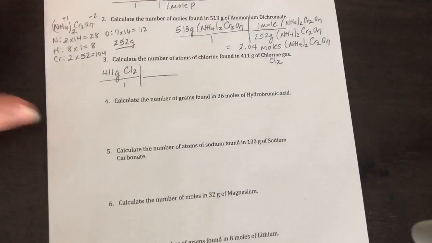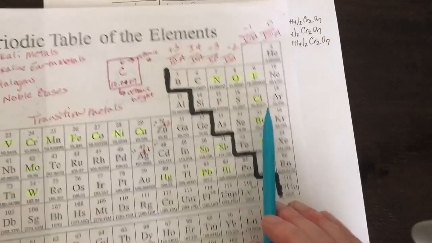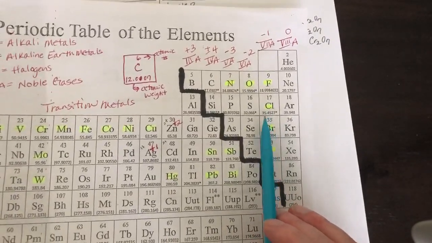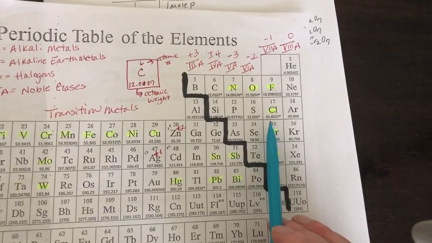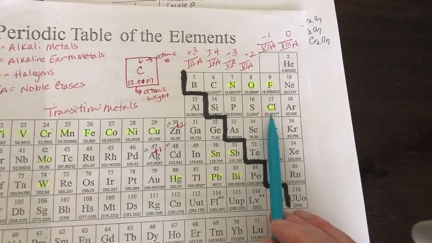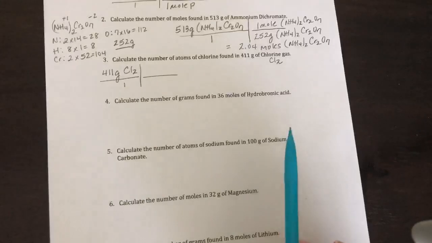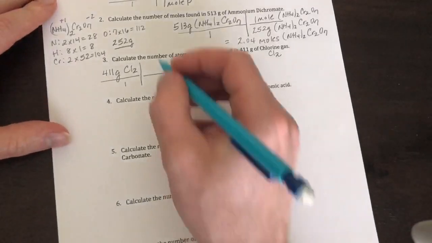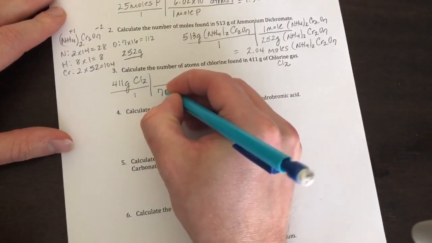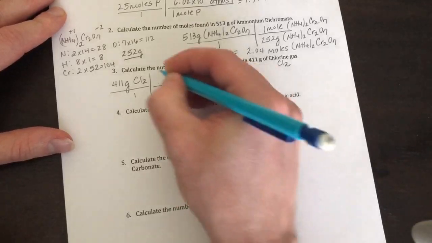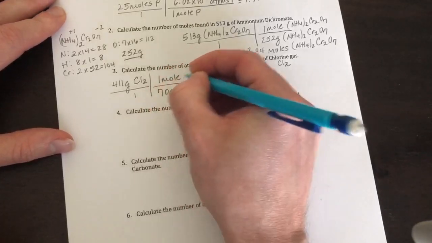Now, when we go to do our formula, this is tricky because chlorine is right here. It's 35.45. So it's really close to 35.5. But we're going to round down to 35. So 35 times 2 gives you 70 to 1 mole of Cl2.